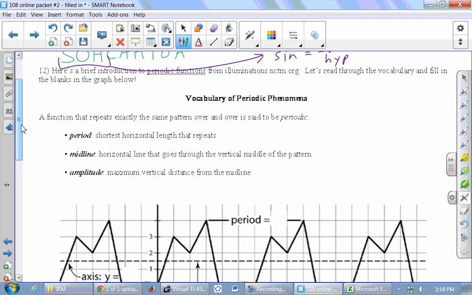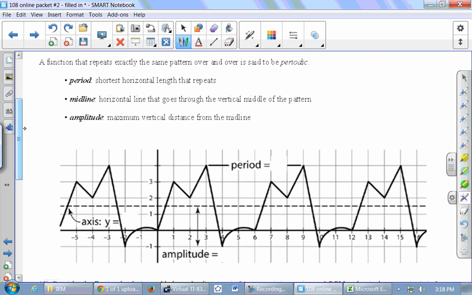12. There's a brief introduction to periodic functions from illuminations.nctm.org. It's a great site. Let's read through the vocabulary and fill in the blanks in the graph below. A function that repeats exactly the same pattern over and over again is said to be periodic. So for example, this graph right here, which looks like some capital M's with curves in between them, is periodic because it repeats exactly the same pattern over and over again.